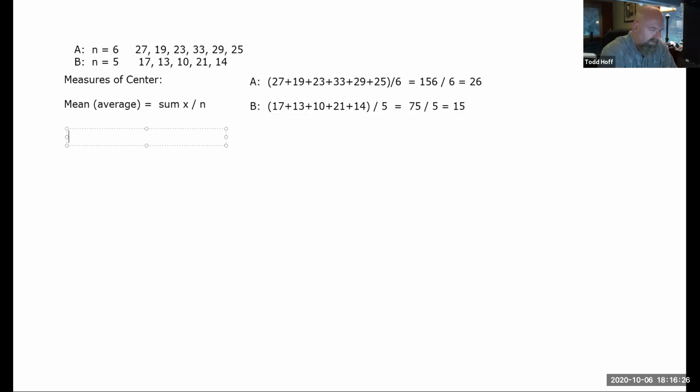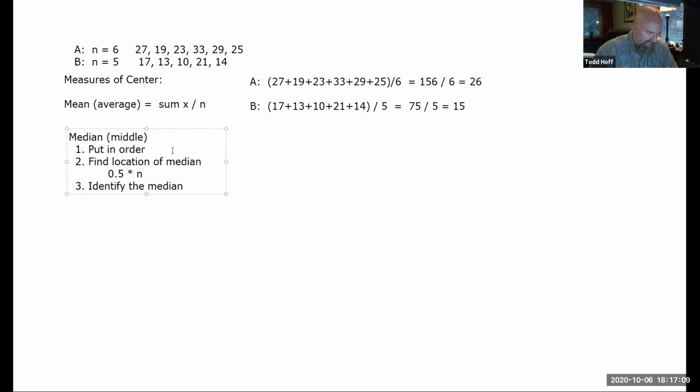Another measure of center is the median. The median is the middle number in the list. To find the median, we go through a 3-step process. First, we put the numbers in order. Second, we find the location of the median. We do this by taking n, the number of items in the set, times 0.5. Why 0.5? Because the median's in the middle, which means half of the numbers are smaller than it. 0.5 is 1/2. So 0.5 or 1/2 times n. And then we identify the median, the number that's in that location.